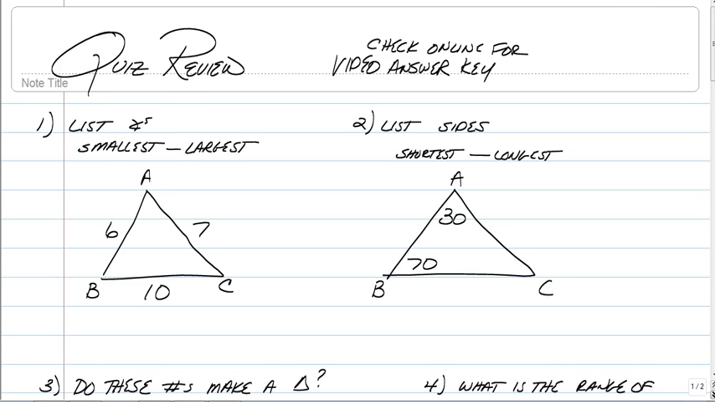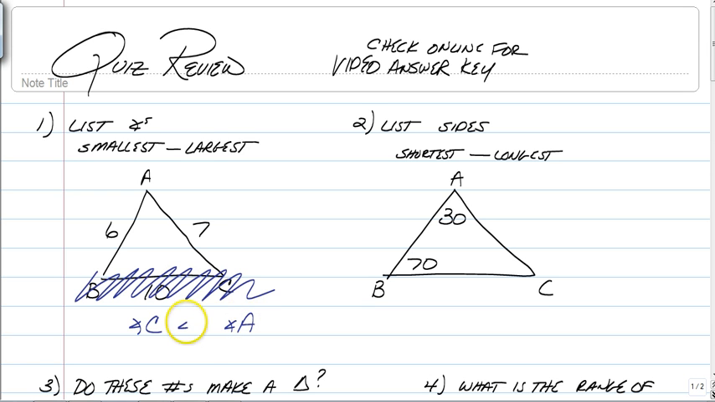Listing angles from smallest to largest. Remember, to do that, all you have to do is cover up the shortest side, and you will be left with the smallest angle. So angle C will be your smallest. To find your biggest angle, you just have to cover up the biggest side, and you're left with angle A, which means angle B has to be in the middle.